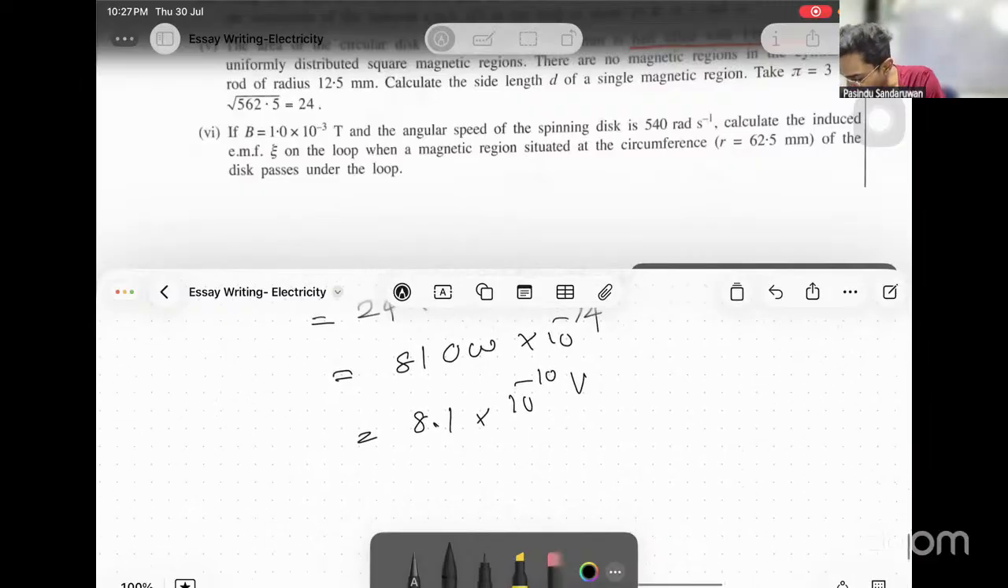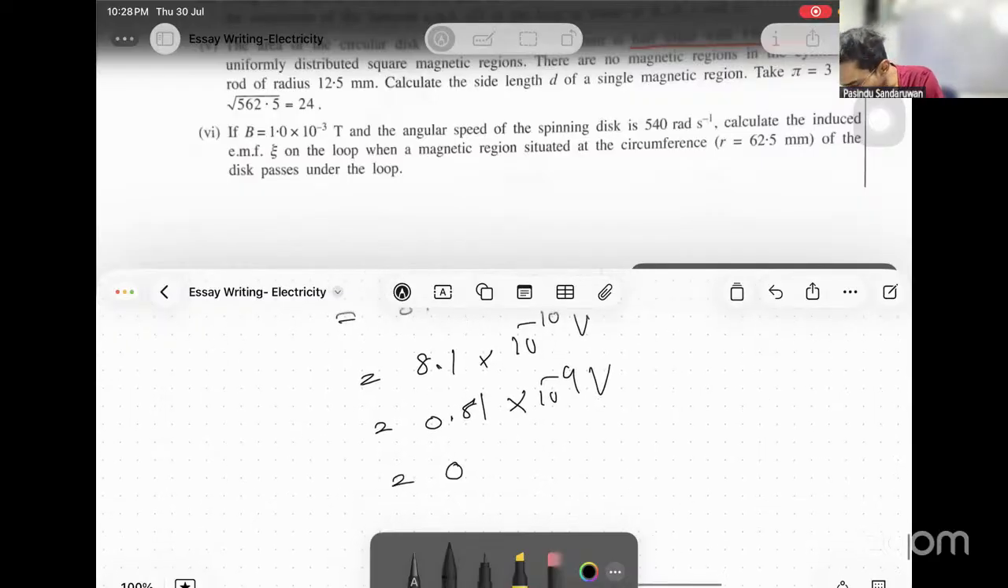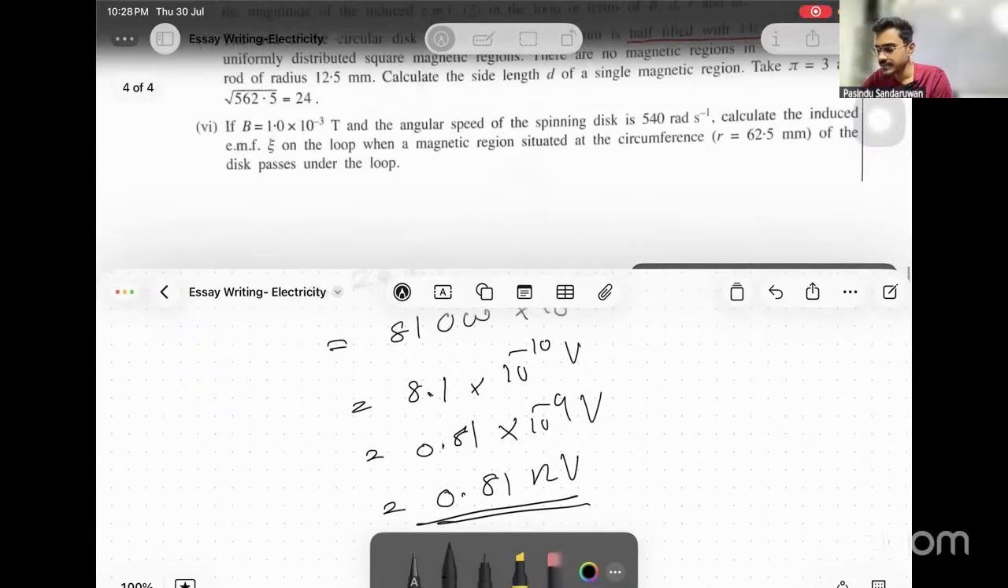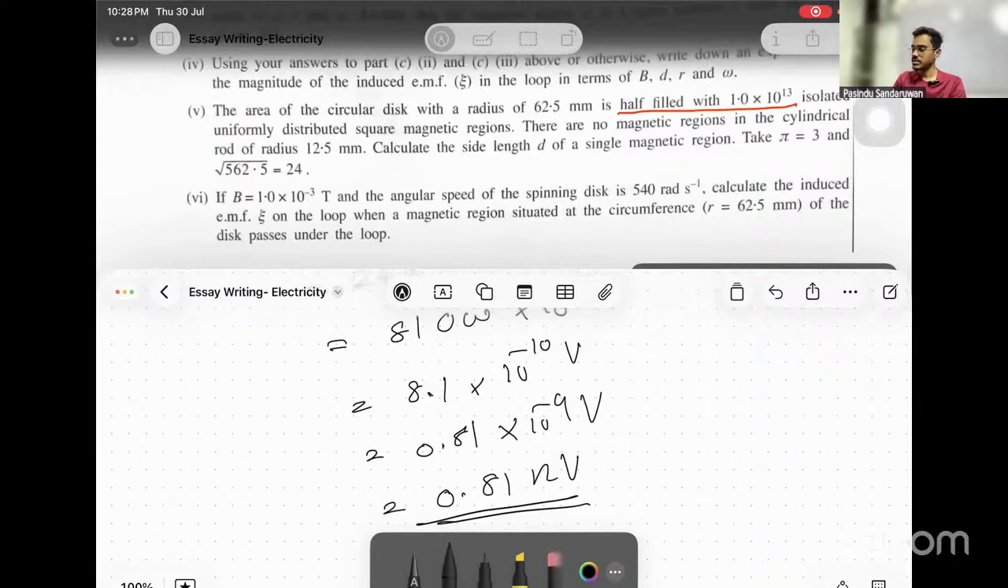So if needed, we can give it in nano. Then this is 0.81 times 10 to the power minus 9 volts. 10 to the power minus 9 is nano, then 0.81 nanovolts, right? That's it. That's also a nice question with a nice flow, right? So what I discussed today was the most recent questions, the last 3 years' questions. Then with that we have come to the end.